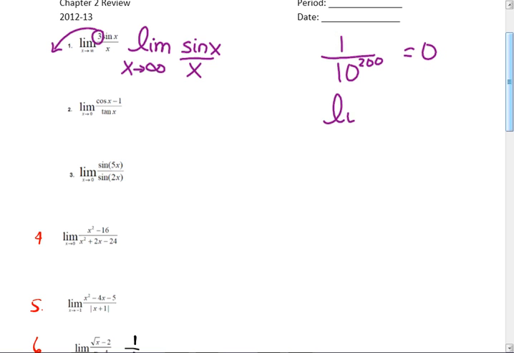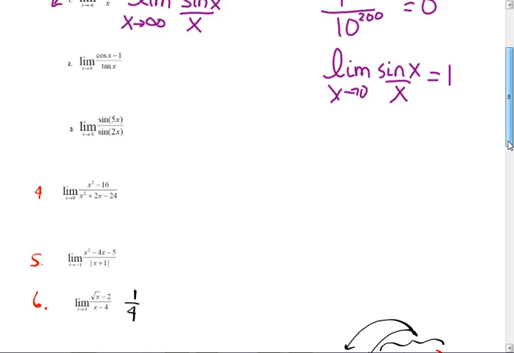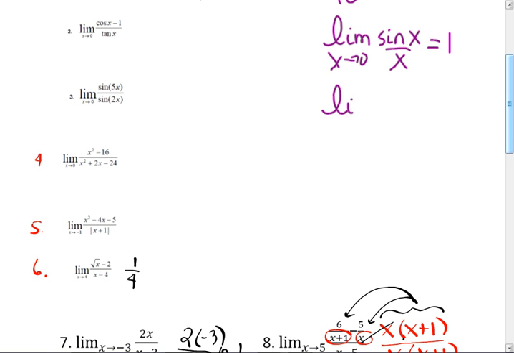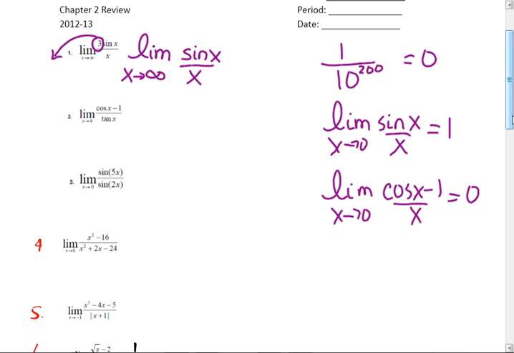Okay, you do have to know this limit as x goes to 0 of sine of x over x. That's equal to 1. There's another one. Limit as x goes to 0 of cosine of x minus 1 over x, that goes to 0. And I could actually prove that if I wanted to. So how do you solve this one? The first one is 0, because I didn't read it carefully, and I caught myself this time. x is not 0. x is going to infinity.